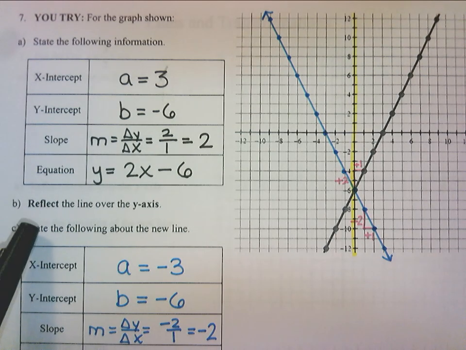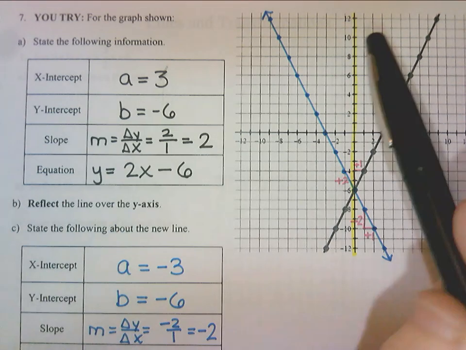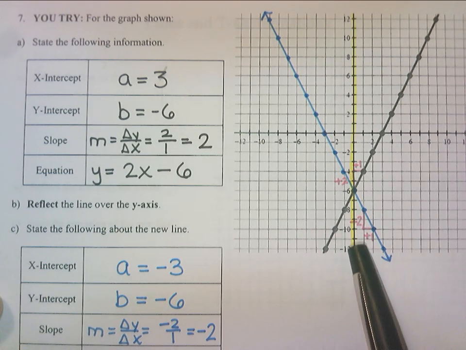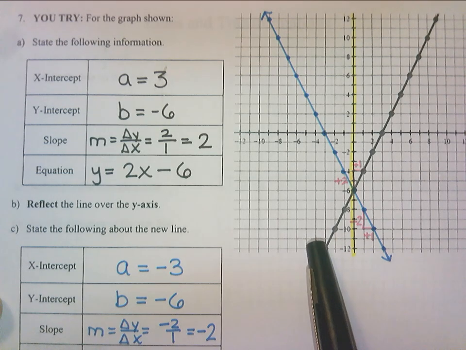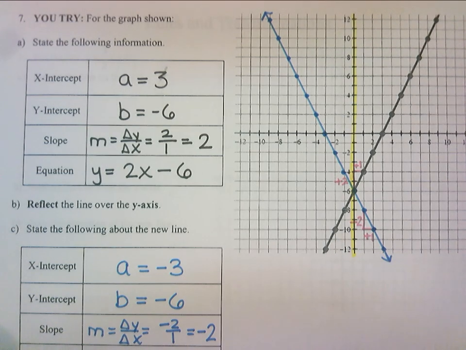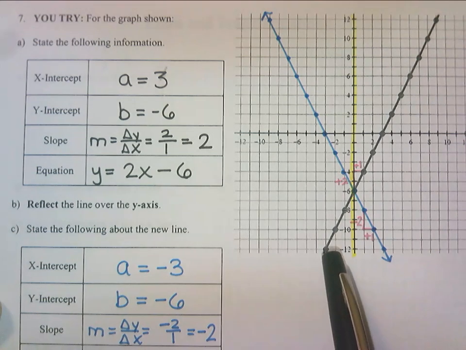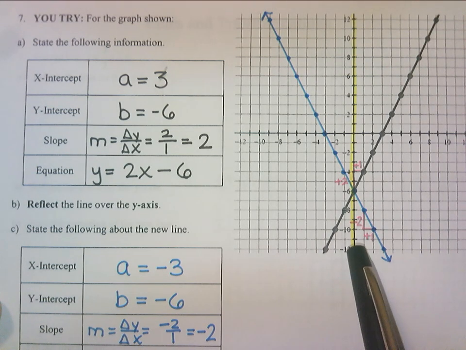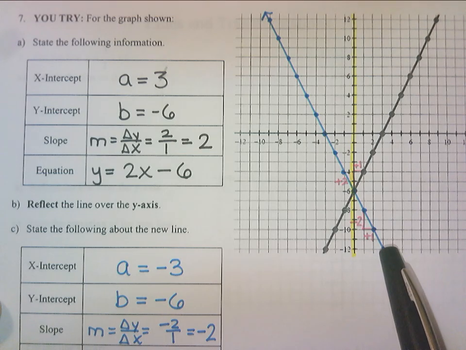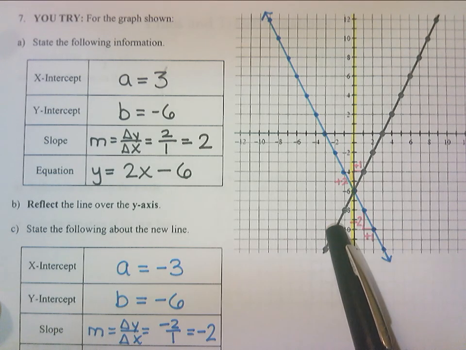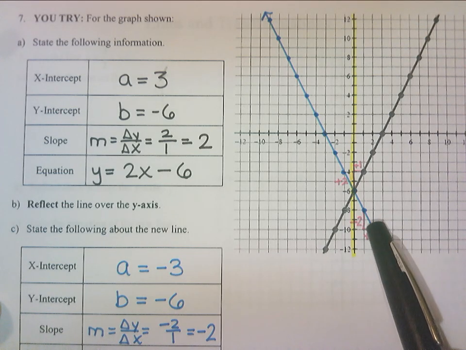It then asked me to reflect the line over the y-axis. So the y-axis is the vertical one here. So I needed to move all of the points to the opposite side of that line. So I started actually down at the bottom. So I noticed I was 3 squares to the left. So I moved it 3 squares to the right. I was 2 squares to the left. So I moved it 2 squares to the right.